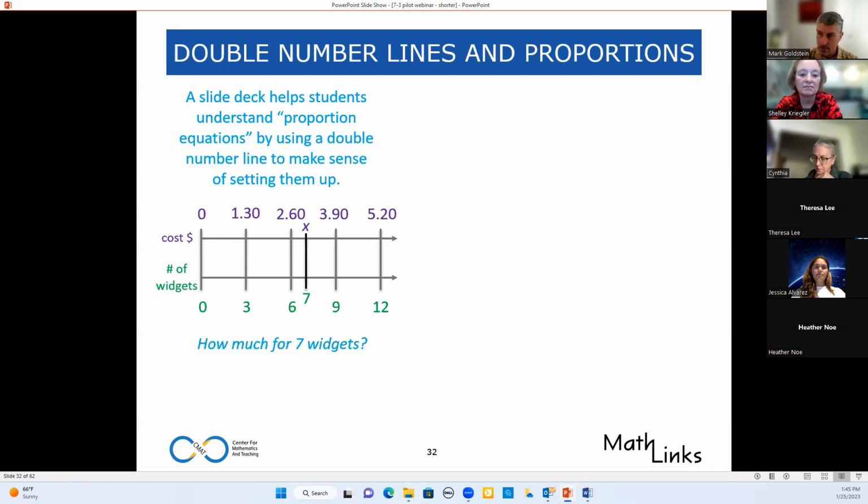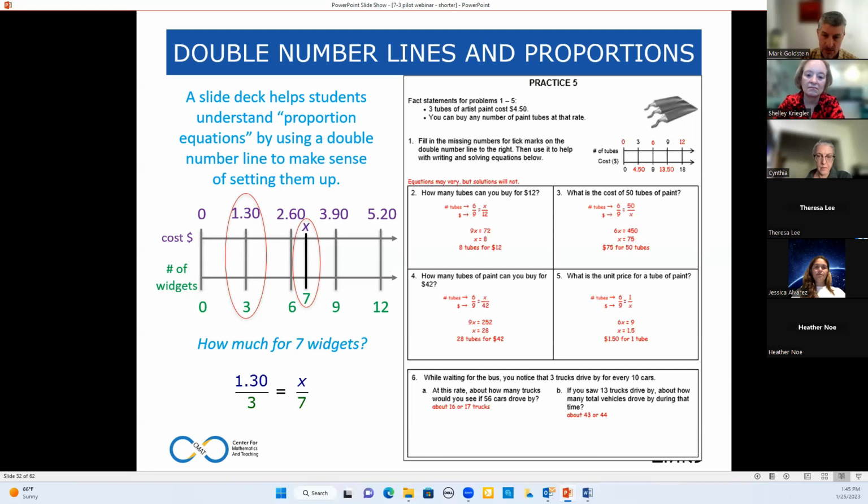So here we can see that if it's $1.30 for 3 widgets, then we're looking for some number of dollars that relates to 7 widgets. And there's a real nice connection here from the double number line to setting up the proportion equation. It's just a simple visual, but we think it's a very nice transition. This is an actual page, a practice page from the student lesson with the answer key in it.